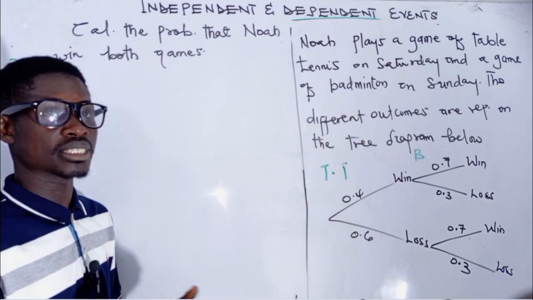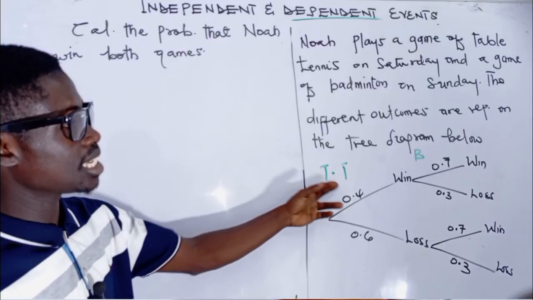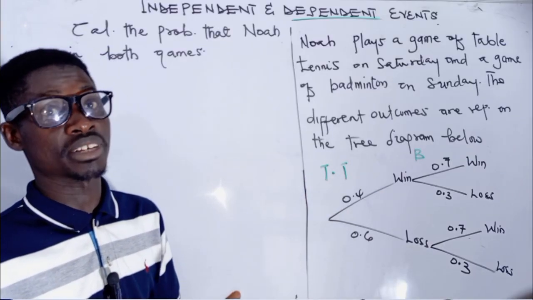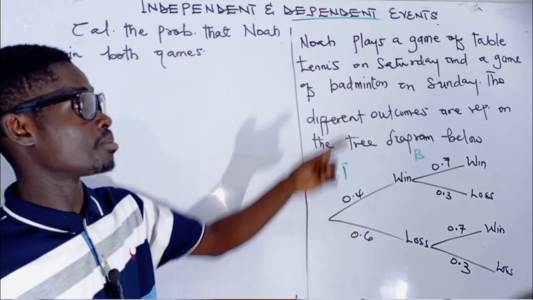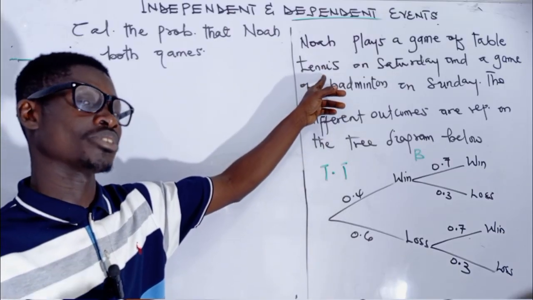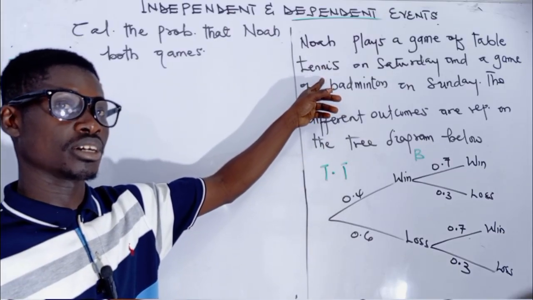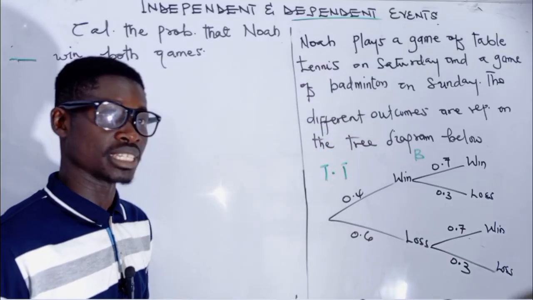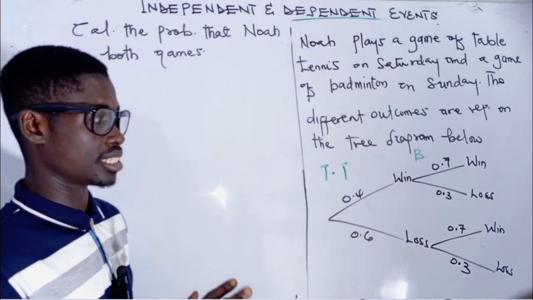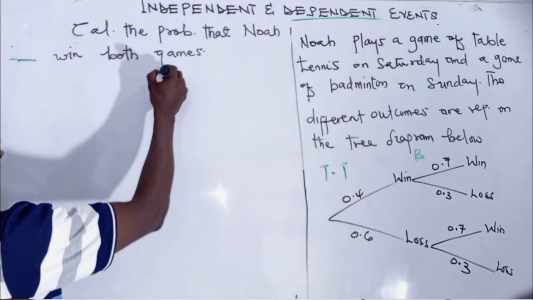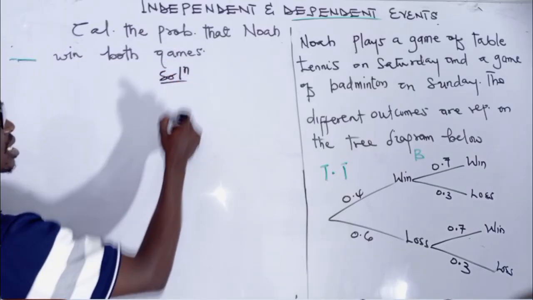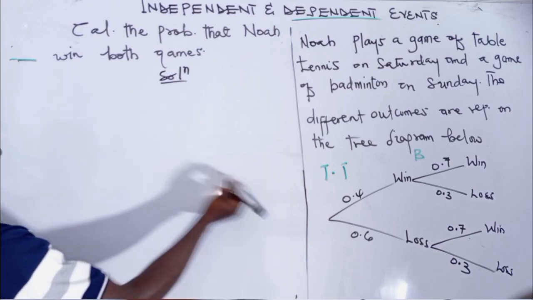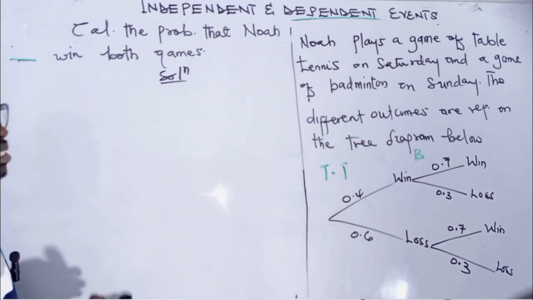From the question, we can see that the two events, the table tennis and badminton, are two independent events. The occurrence of the outcome from the play of the table tennis does not have any influence on the occurrence from the play of the badminton. So to find the probability that Noah wins both games, we are going to use TT for table tennis and B for badminton.